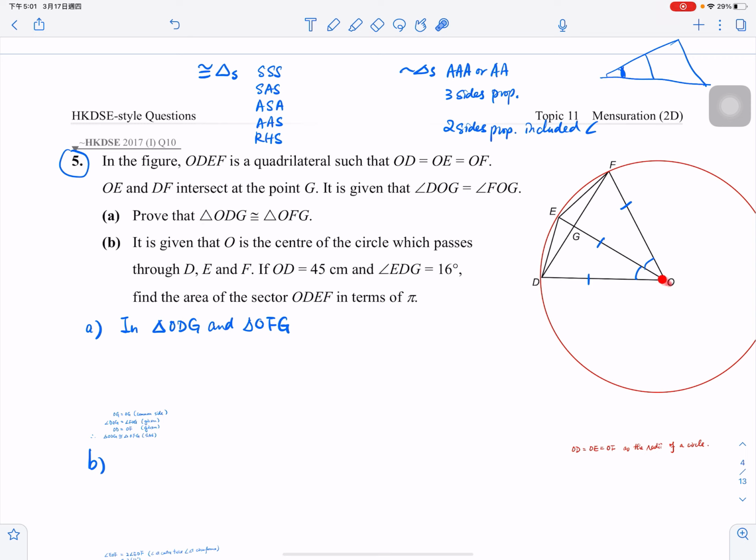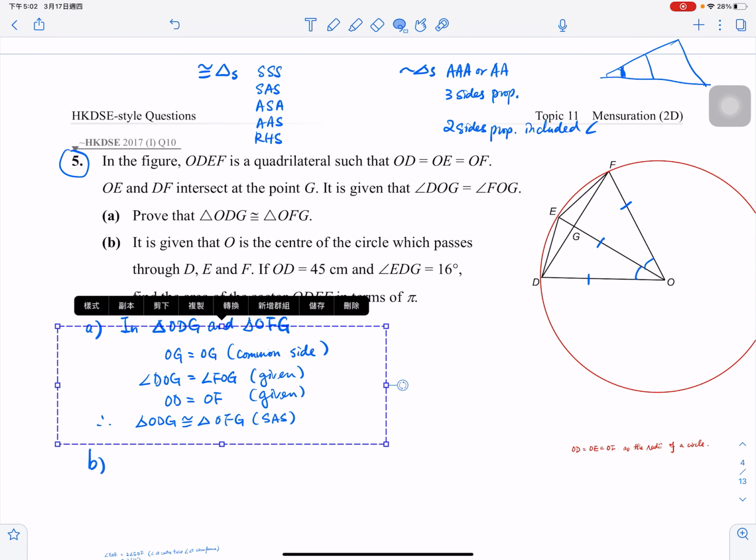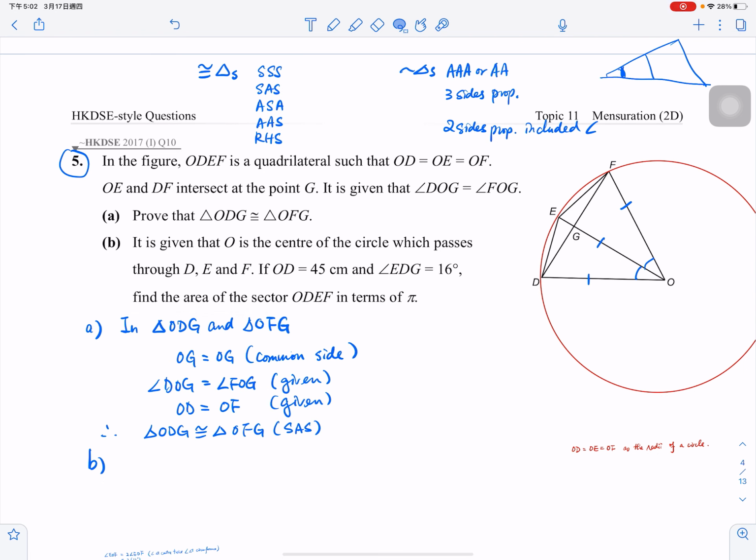Here is a common side. You had better write this one first. Given length and given angle are the same. They have the common side OG, okay, common side. And the angles DOG and FOG are equal because it's given. OD equals OF, given. So at the end, SAS is the reason for the two triangles. They are congruent. Understand?